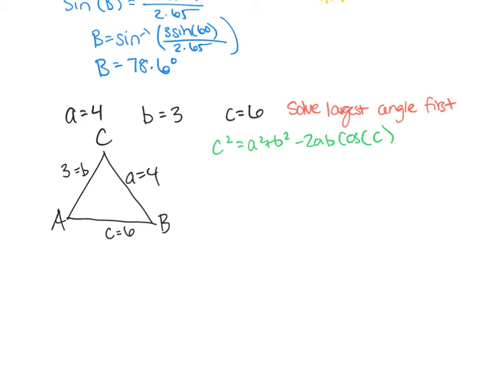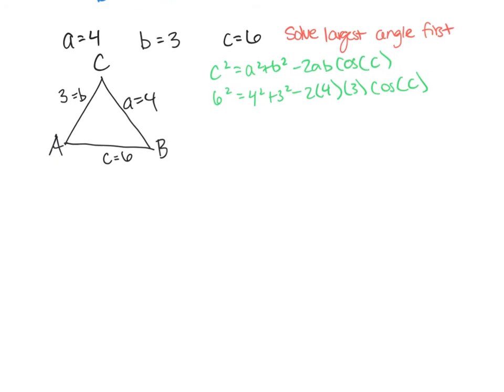So let's go through, plug in what we know. We get 6 squared is equal to 4 squared plus 3 squared minus 2 times 4 times 3 times cosine of C. Once we simplify what we can, we'll get 36 is equal to 16 plus 9 minus 24 times cosine of C, or 36 is equal to 25 minus 24 cosine of C. Now again, just like last time, the multiplication here is more important than the subtraction. So we cannot combine the 24 and the 25.